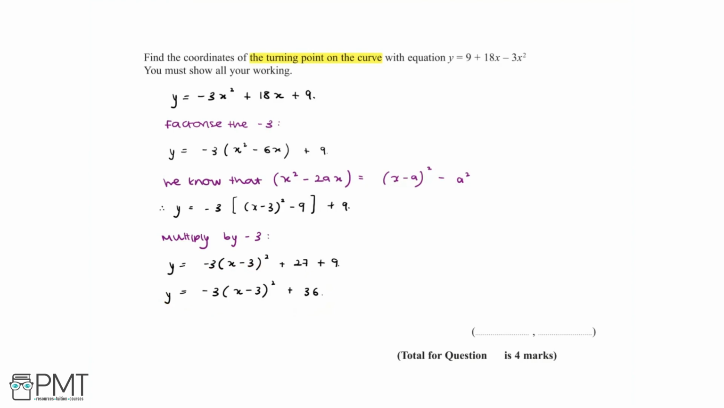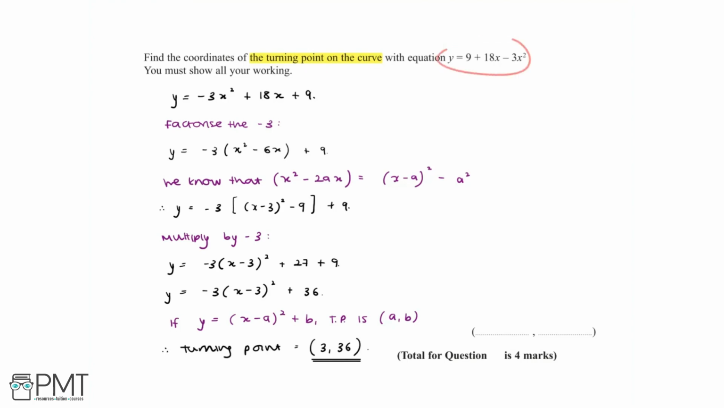Now we're in the perfect position in order to find the turning point of the curve. And so we can use this rule to help us. If y is equal to x minus a all squared plus b, the turning point has the coordinates a, b. And so in our situation, we can ignore the minus 3 in front of the brackets. Now in our equation, a is equal to 3, and b is equal to 36. And so we can say that the turning point of our curve has the coordinates a, b, which is equal to 3, 36. And so we've found that the coordinates of the turning point of the curve with equation y equals 9 plus 18x minus 3x squared is equal to 3, 36.